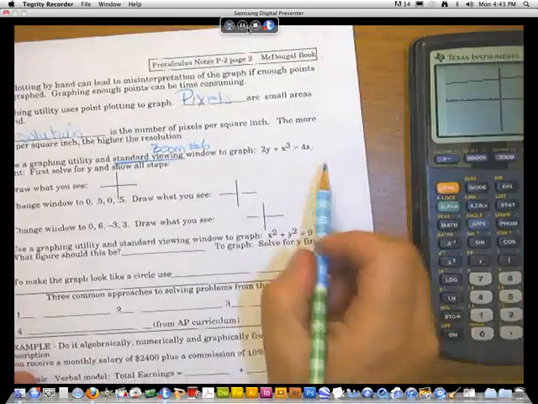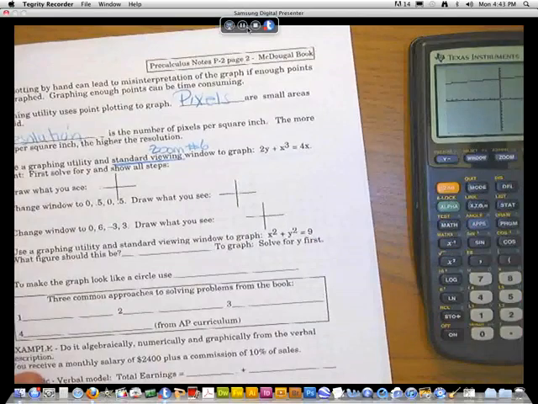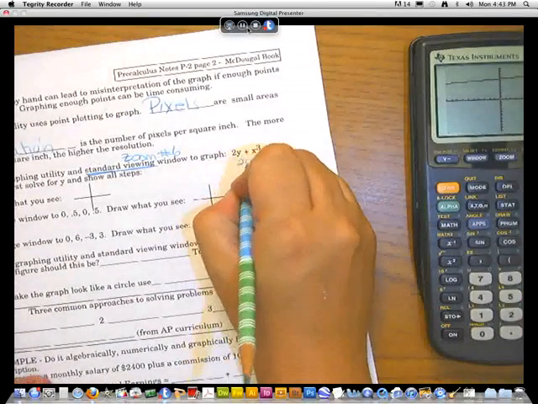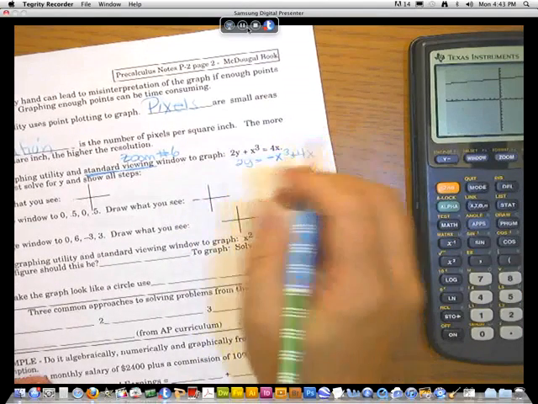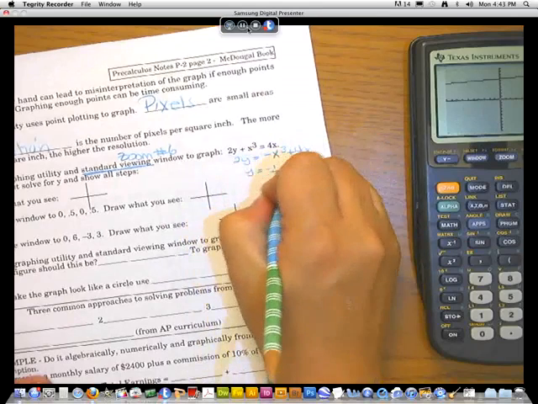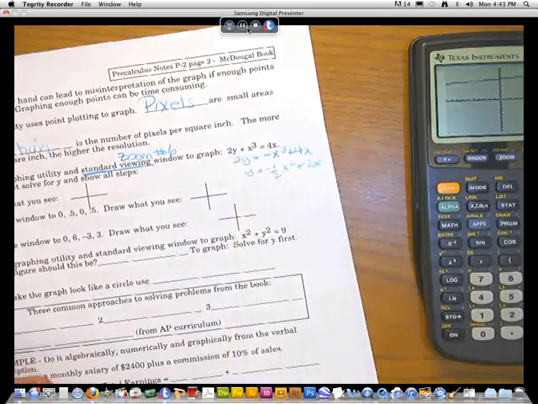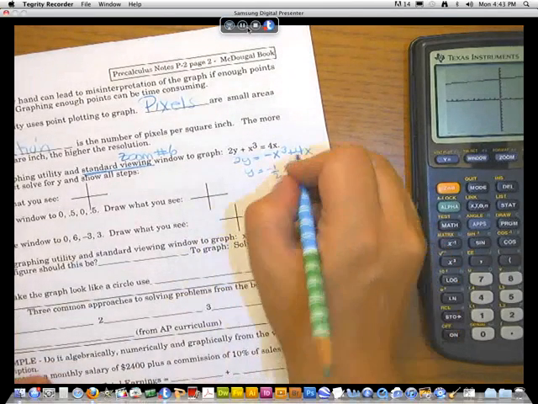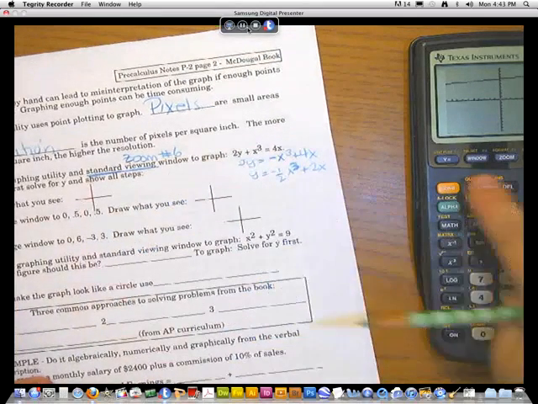Alright, so let's look at this equation that it wants us to graph. First thing you have to do is solve for y. So we're going to move over the x cubed, and then we're going to divide by 2. So we get negative 1/2 x cubed plus 2x. So that's the equation that we're going to plug in, cubed, sorry, not squared, cubed.